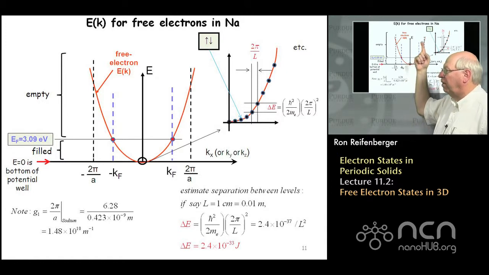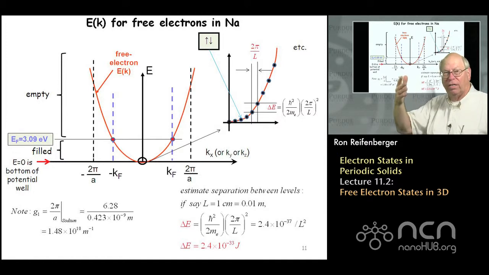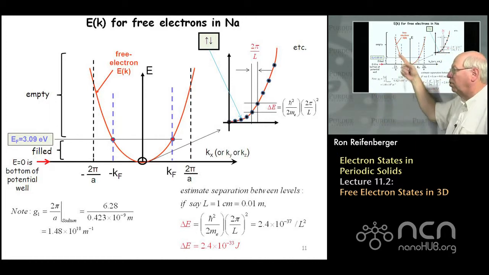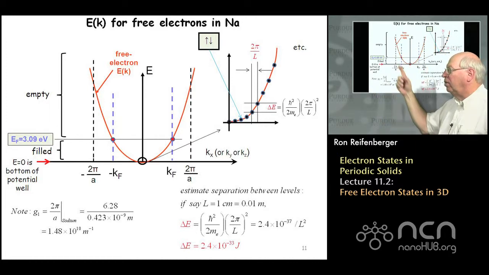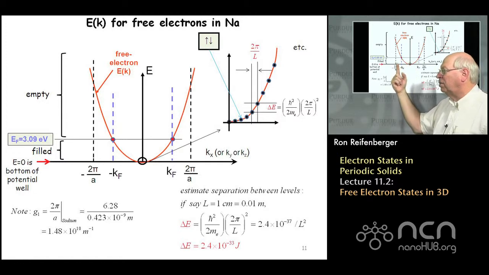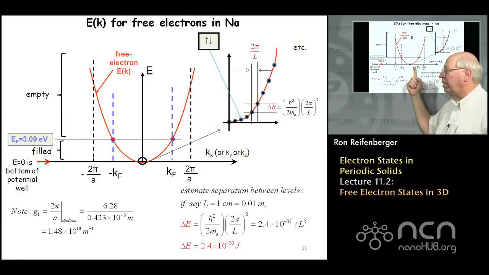The allowed energy of the electron states follows a parabolic relationship because E is equal to h bar squared divided by 2me times k squared. So this red curve is a parabola. All the electron states from E equals 0 up to the Fermi energy are filled. Fermi energy lies at 3.09 eV above the 0 energy level. And you can see that the maximum wave vector, K sub f, the Fermi wave vector, is only about 0.6 times this reciprocal lattice vector 2 pi over a.